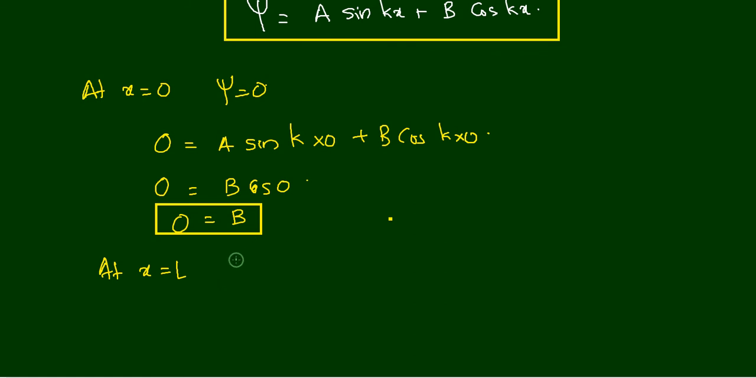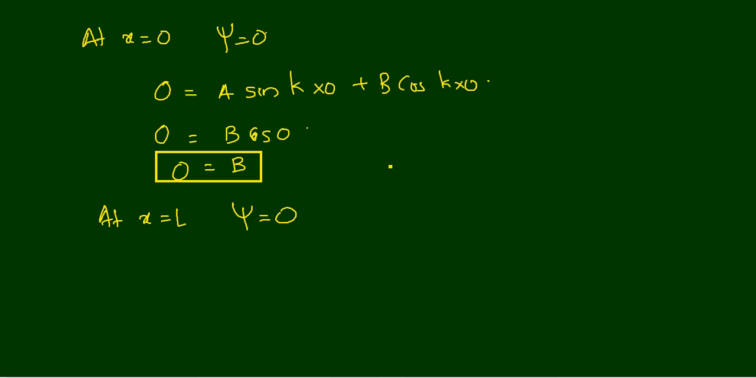At x is equal to L, the potential energy is also infinity. Therefore, the wave function cannot exist here, or the particle cannot penetrate that point. So psi is equal to 0 at that point also. Let us put this boundary condition in our refined wave function.